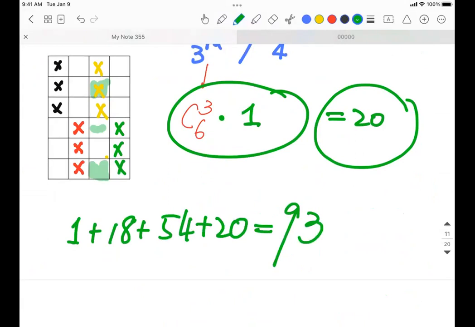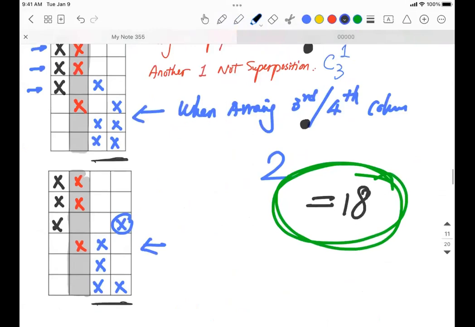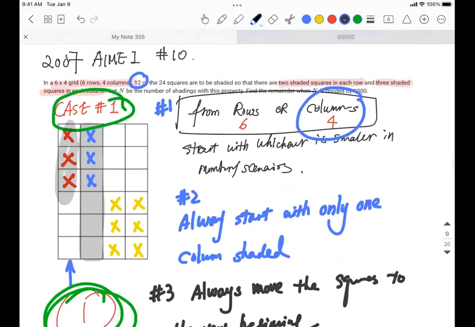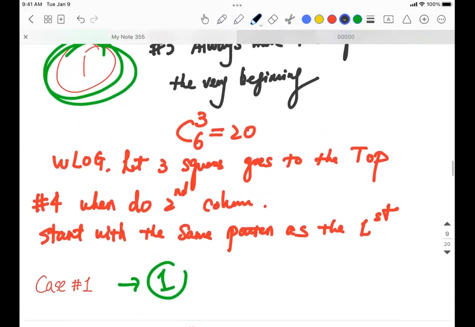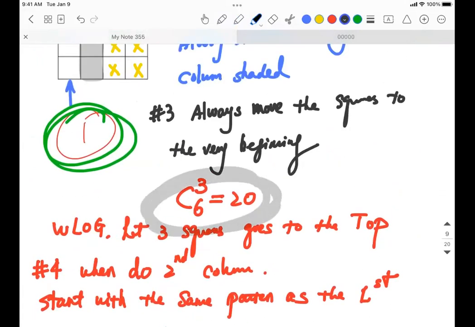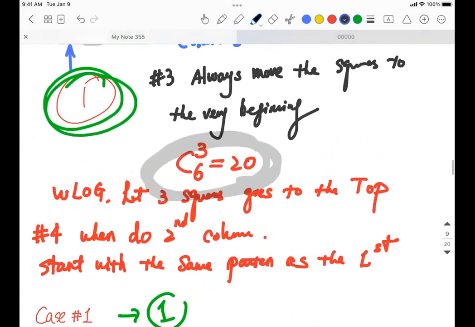93 scenarios based on what? Based on the assumption that you put all those 3 crosses at the very top. These are actually based on the first scenario. But like I said, there's no guarantee you're always on the first top. You have C(6,3), 3 different ways, to choose the 3 crosses for the first column, right? That is 20 ways.